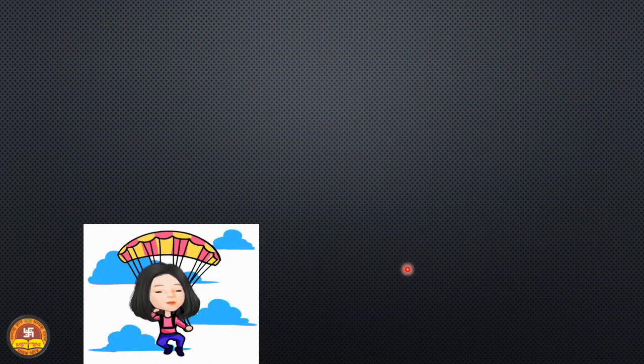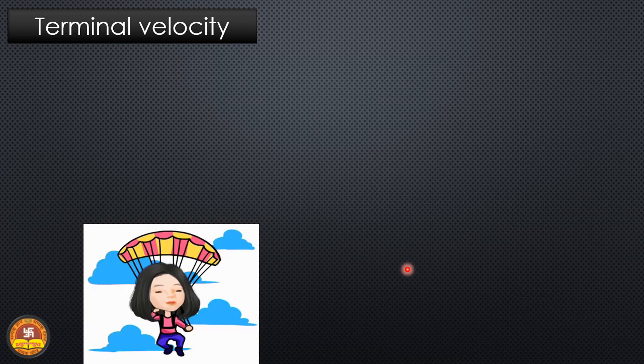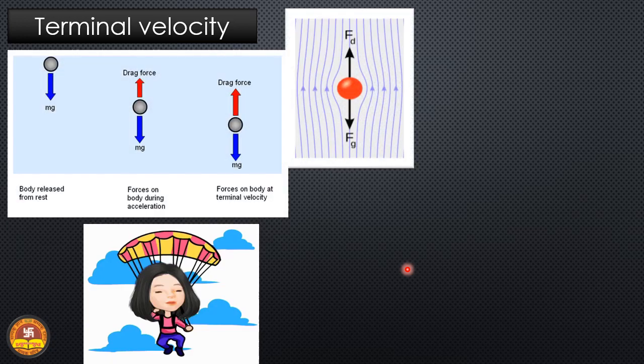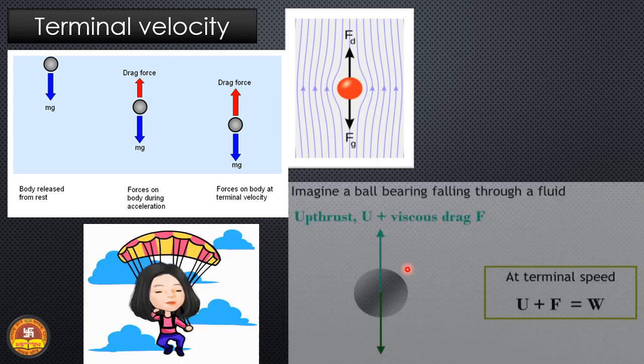Now we will discuss terminal velocity. Whenever an object falls through a fluid, two forces act on it. One, its own weight, which acts in the downward direction, and another, the viscous drag force, which acts in the opposite direction, which tries to oppose the motion of the object. Now this viscous drag force increases with the increase in velocity.